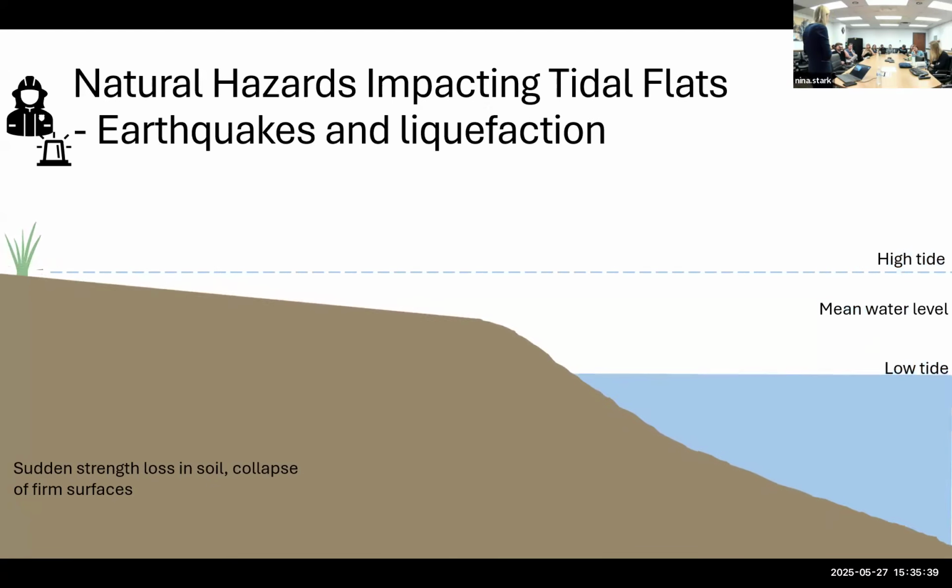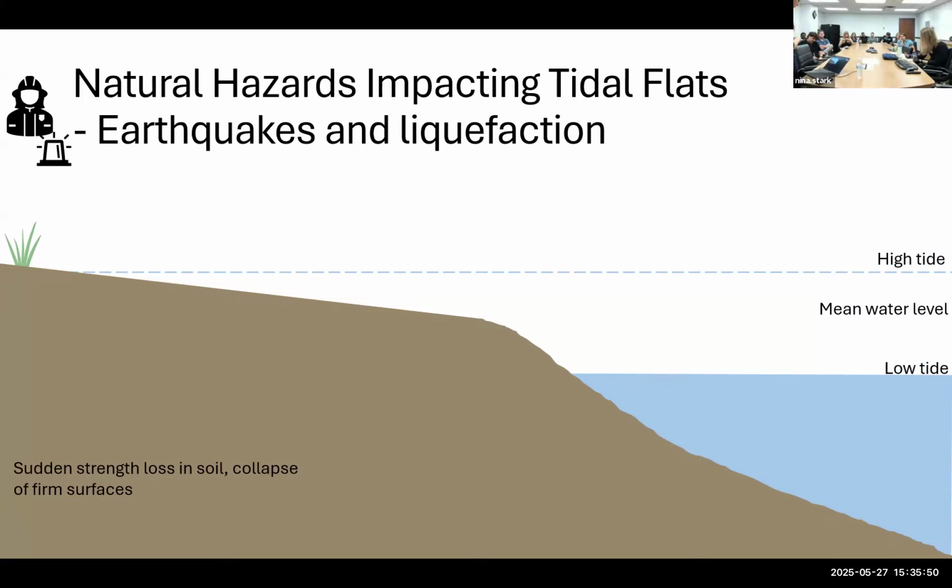Another thing, earthquakes, so also a disaster that can impact coastal zones. So what happens to the tidal flat after that? We have a sudden strength loss in soil, collapse of firm surfaces. What shall we do?